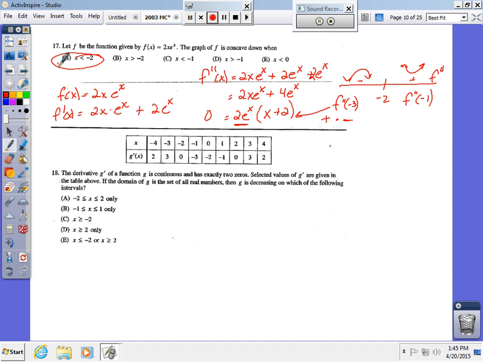And then 18, the derivative g prime of a function is continuous, has exactly 2 zeros, and here they are. So that basically means in between there it's not bouncing back and forth over the x-axis. Selected values of g prime are given, so this is a g prime chart. If the domain of g is the set of all real numbers, then g is decreasing where g prime is negative, so from negative 2 to positive 2. So that would be A.